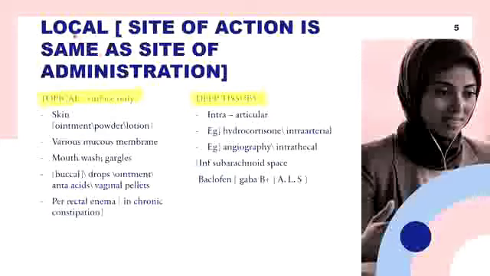In local also there are two types. One is where we give the drug on the surface and another where we give the drug in deep tissues. The surface one we call topical. For example, on skin we apply ointment, powder, lotion, and on various mucous membranes: mouth washes, gargles, buccal preparations, drops, ointment, antacids, vaginal pessaries, and enema in chronic constipation.